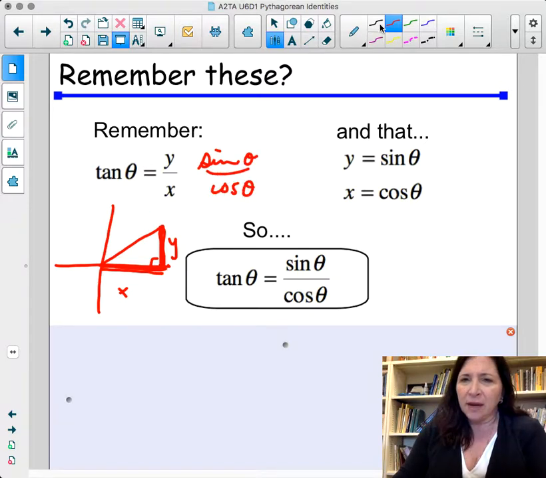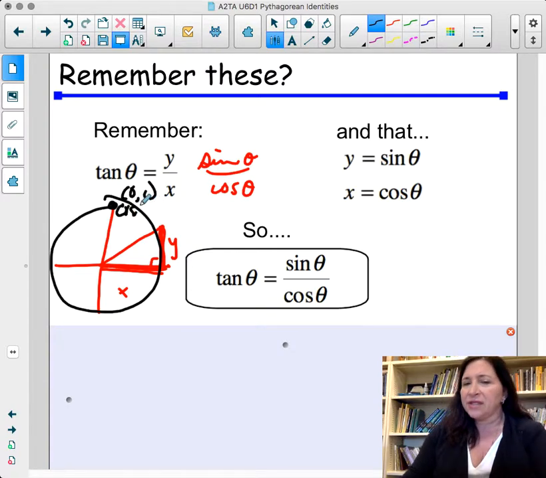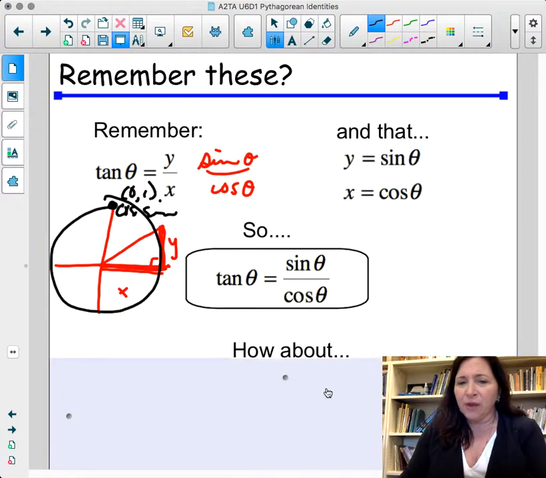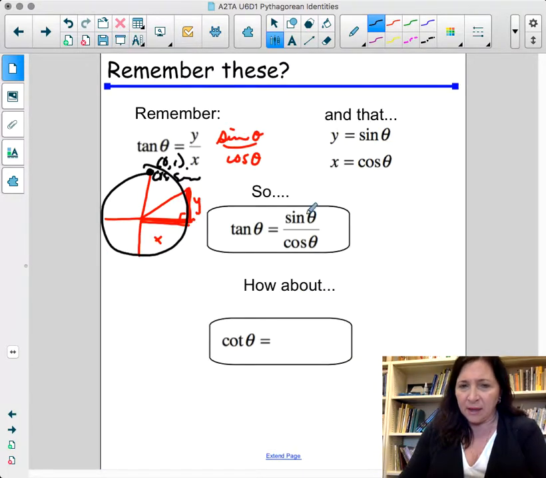Now, a lot of you remember that when you had your unit circle, let's say this point right here was 0, 1. This first value is your cosine value. This second value is your sine value. So sine means y, cosine means x, so that's sine over cosine. You also have another one, the reciprocal function for this. Instead of sine over cosine for tangent, it would be cosine of theta over sine of theta, okay?